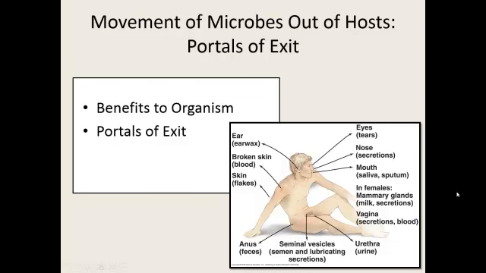Now, one thing to keep in mind is there are preferred portals of exit, just like there are preferred portals of entry. With a respiratory pathogen, the portal of exit is pretty much the same as the portal of entry. It's going to leave through tears, secretions of the nose, sneezes, saliva, sputum, you name it. If it's a GI pathogen, the portal of entry is going to be the mouth, the portal of exit is going to be the anus, or back through the mouth with vomiting.